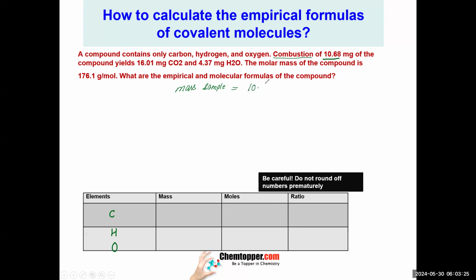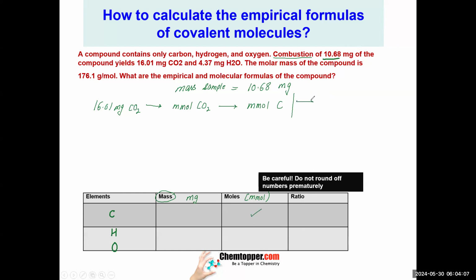Combustion means one of the reactants is oxygen, in excess. So I need to know the mass of carbon. I'll work with milligrams and millimoles. So 16.01 milligrams of CO2. I'll convert this into millimoles of CO2, then to millimoles of carbon, and I'll stop here and plug in here.